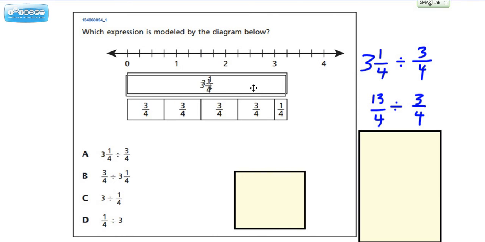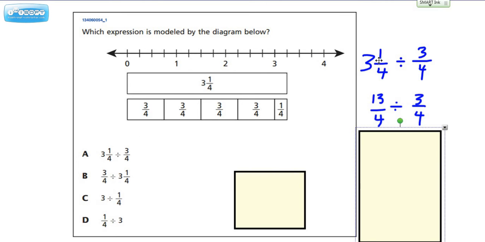All right, so now the question is, how are we breaking that up? Well, let's say we're deciding that 3 1/4 is the starting amount, and therefore that's got to be the dividend. We're going to try choice A. What I recommend is actually doing the algorithm, and then you compare what you get with the picture just to confirm that that's the right answer.